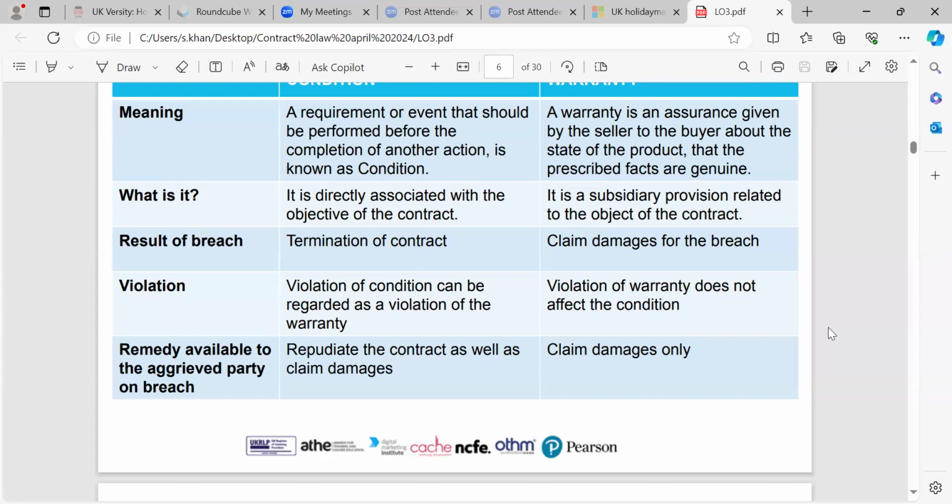Violation of a condition can be regarded as a violation of a warranty. In a warranty, violation of a warranty does not affect the condition. The remedy available to the aggrieved party on the breach of a condition is to repudiate the contract as well as claim damages, and for a warranty is to claim damages only.